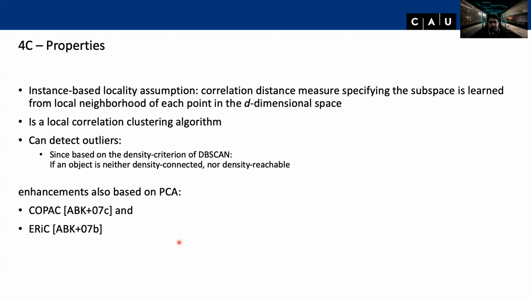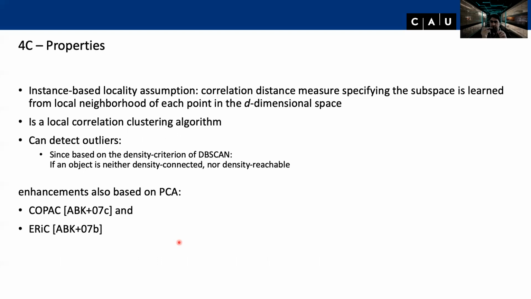It has an instance-based locality assumption, meaning that the correlation distance measure that is specifying the subspace is learned from the local neighborhood of this object P, per instance of each point in the entire d-dimensional or full-dimensional space. It is a local correlation clustering algorithm. So what does it mean?